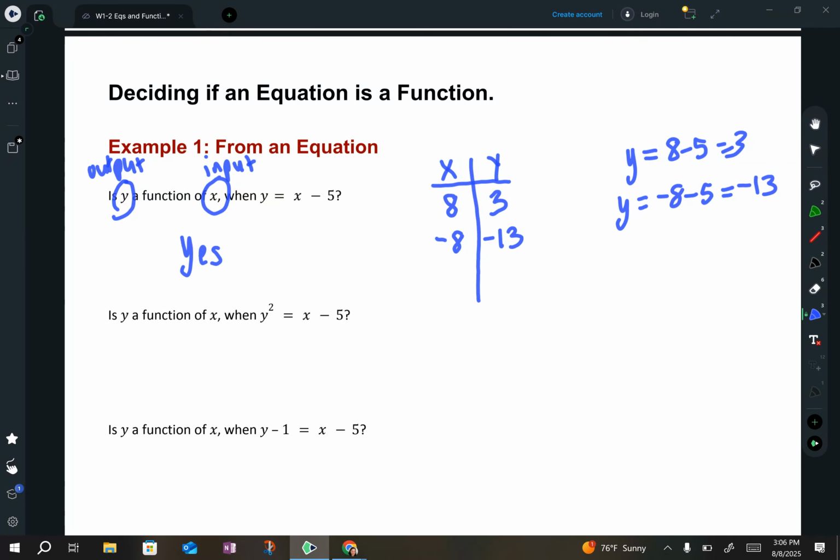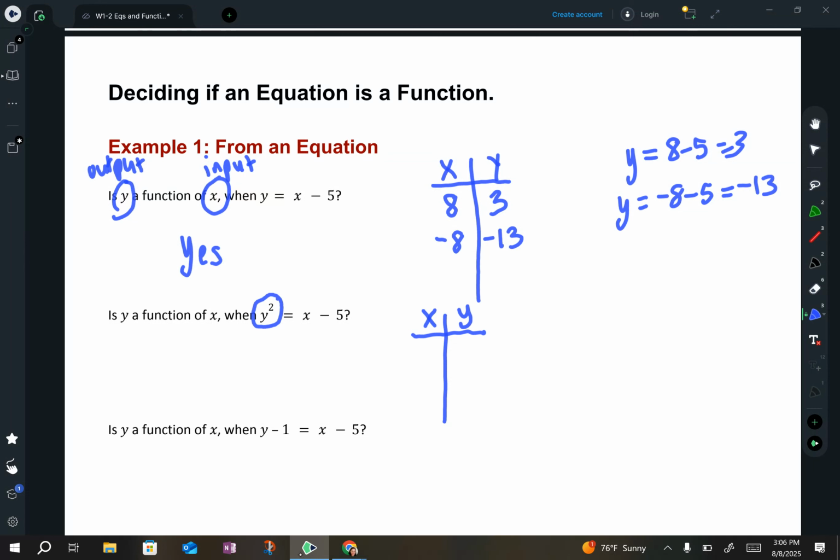Let's look at another equation. Is y a function of x when y squared equals x minus 5? And I'm guessing you're probably already thinking this looks weird, because we usually don't see a squared value on the left-hand side of our equations. Usually it's y equals and maybe the squared is on the other side. So this one says y squared equals x minus 5. And let's just think if we can figure out some values that might cause us problems here.